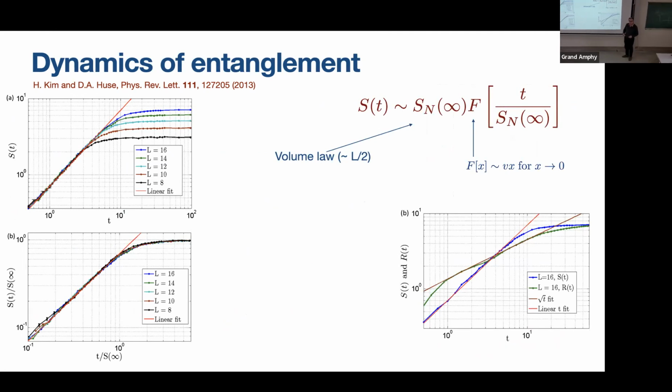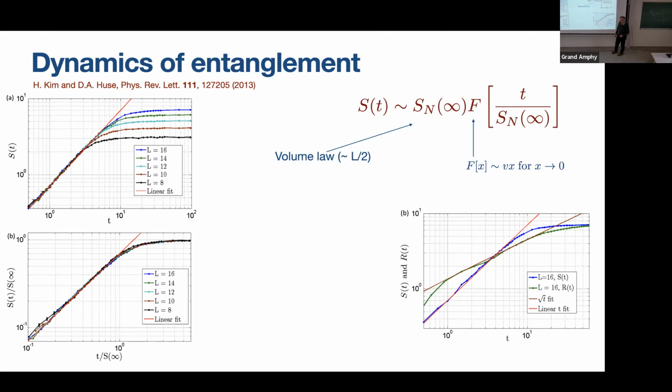is surprisingly identical to the integrable case. That is, I think it's shown here. So this is the square root increase. The entanglement grows linear.